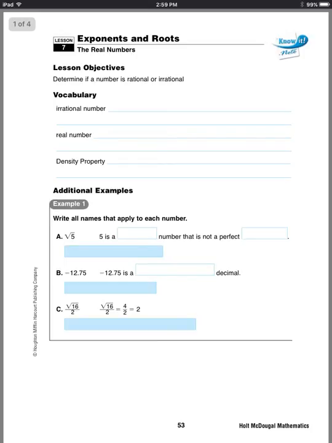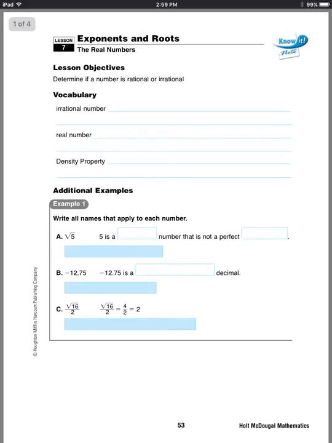Alright, we're talking about rational and irrational numbers today. An irrational number is a number that cannot be expressed as a ratio of two integers or as a repeating or terminating decimal. A real number is a rational or irrational number. Any number is a real number.